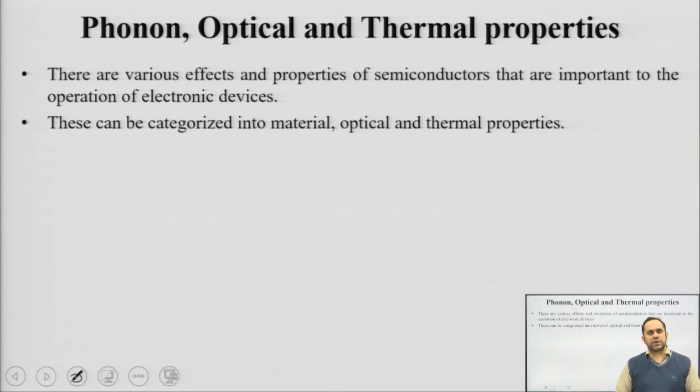These properties are usually the signature of that material which is being used as the active material in the device. By active material, I mean the material which is going to produce the actual conduction or the actual operation inside the semiconductor device. Major properties can be categorized into material properties, optical and thermal properties. Different semiconductors will have different levels and different degrees of these properties, and once they are used in a device, the eventual performance is going to be directly or indirectly dependent on these properties. So, the aim of this lecture is to identify these properties and study them in greater detail.